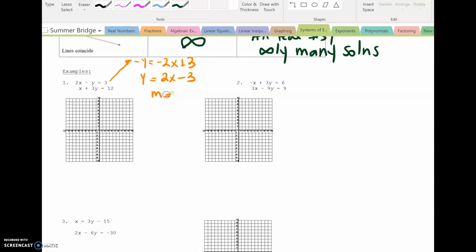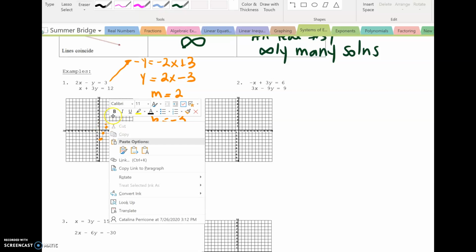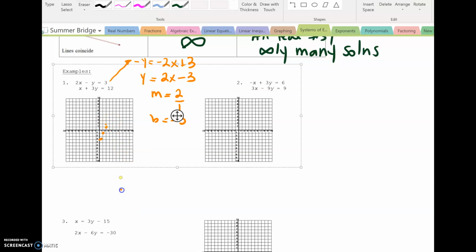So my m is going to equal 2 over 1. My b is going to equal negative 3. So I start at negative 3, up 2 over 1, up 2 over 1, and so on and so forth. Or we could go down to the left, down to the left, down to the left.